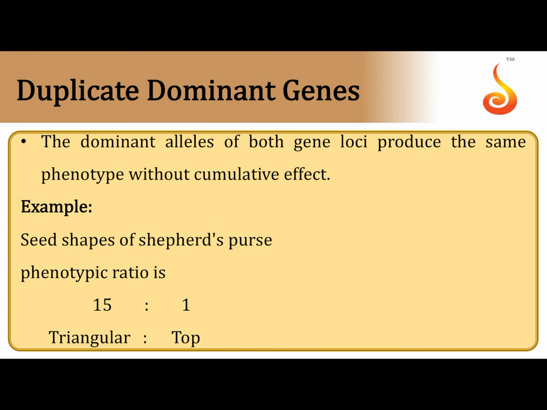So as the name itself indicates, there are dominant genes involved in this type of gene interaction, which act as if they are duplicates of each other. You will understand this when we consider the example of seed shape in a plant called the shepherd's purse, or Capsella bursa-pastoris.